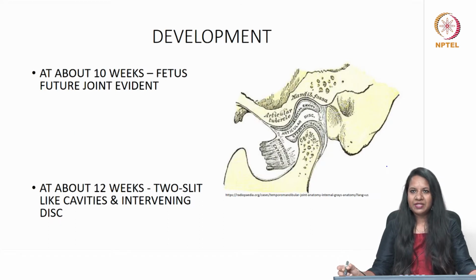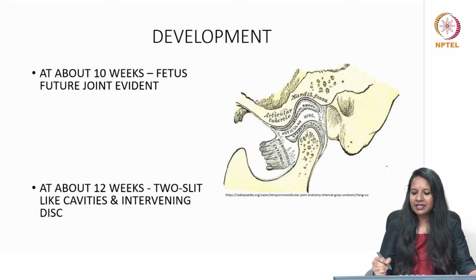Moving to the development. The fetal future joint is evident only at about 10 weeks, and at 12 weeks, two slit-like cavities and an intervening disc are formed. This is an intervening disc which separates this into the upper and the lower cavity.